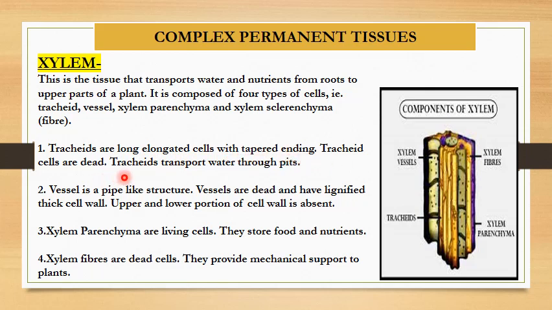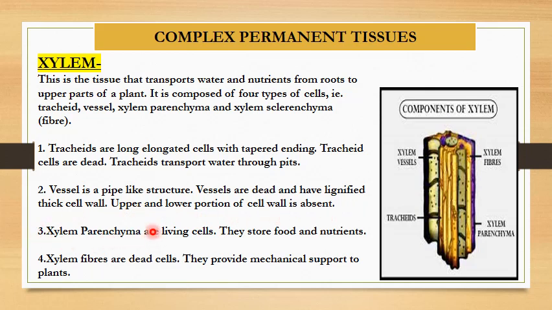Tracheid cells are dead. Tracheids transport water through pits. Vessel is a pipe-like structure. Vessels are dead and have a lignified thick cell wall. The upper and lower portions of the cell wall are absent.